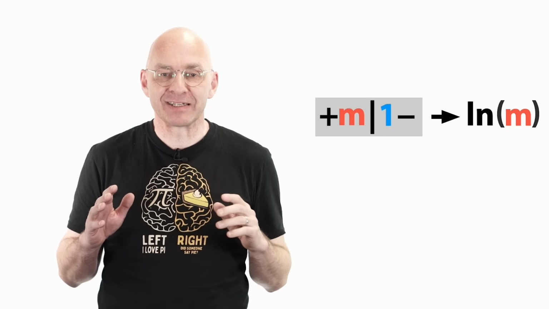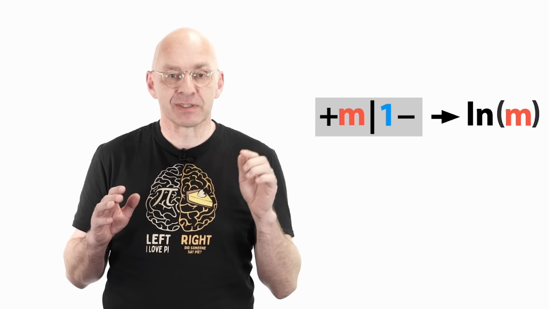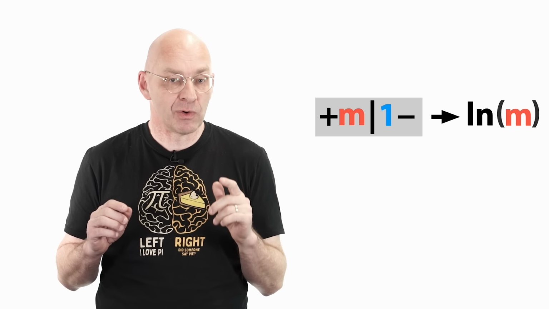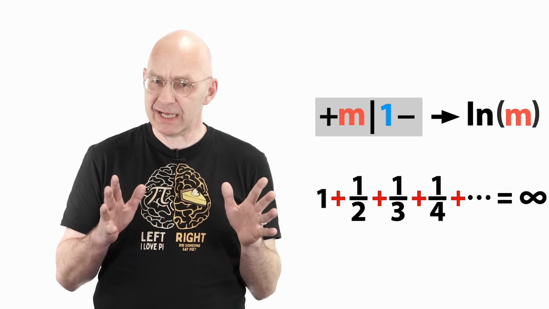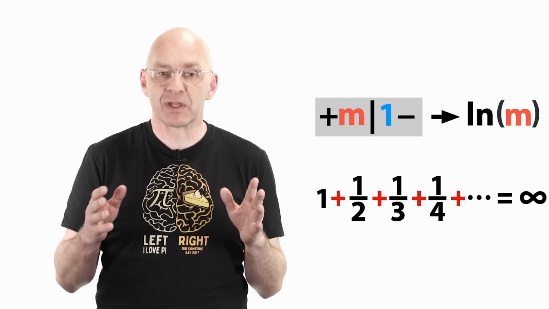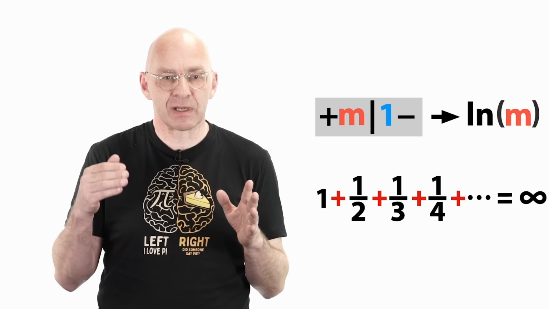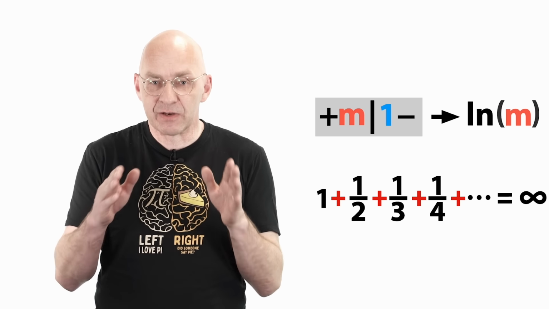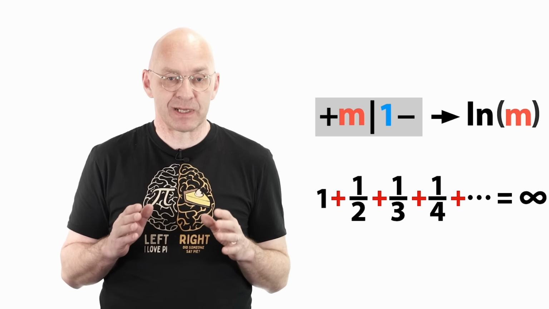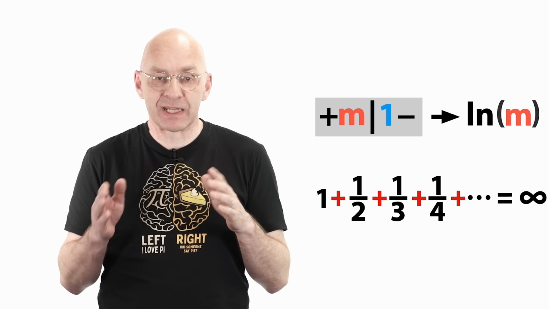Let's start by having another look at this fact. M positive terms taking turns with one negative term gives the sum of ln of m. I claim that this implies that the sum of the positive terms alone explodes to infinity. Why is that? Pretty obvious, right? As we let m go to infinity, so does the sum, the natural logarithm of m. And of course, the only way we can push the sum to positive infinity is if the positive terms, just ignoring the negative terms, add to infinity in the first place. Easy.